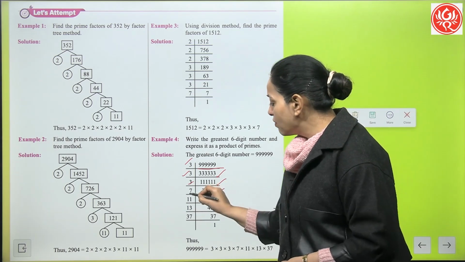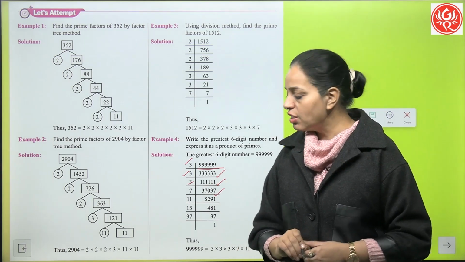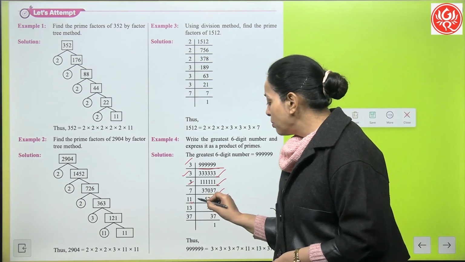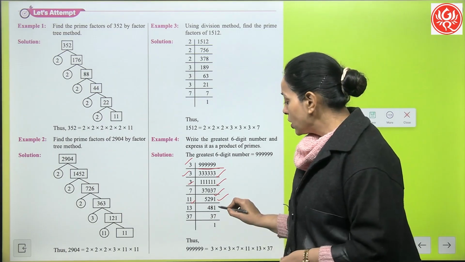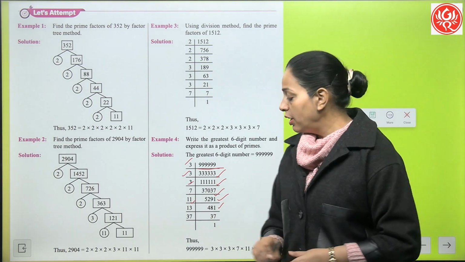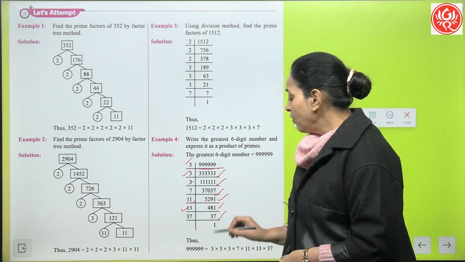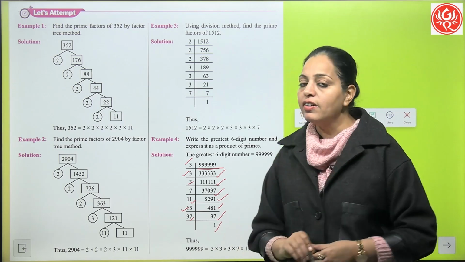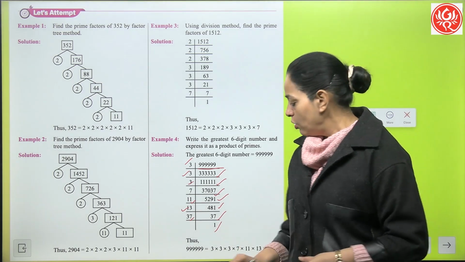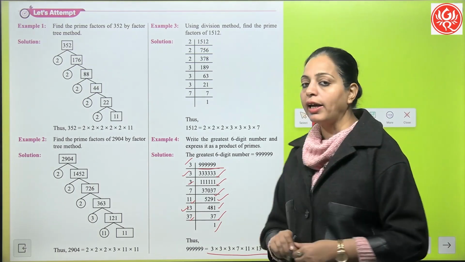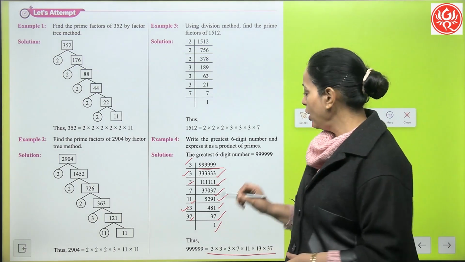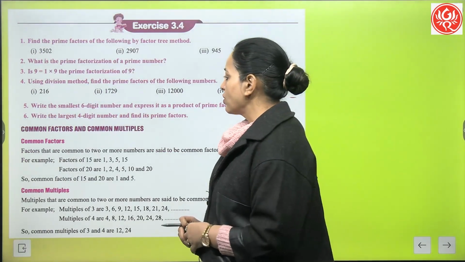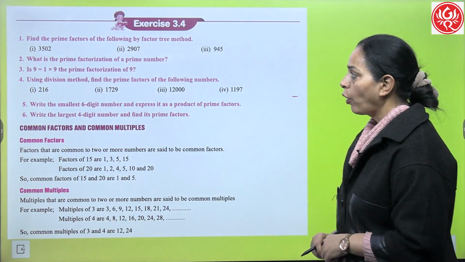Now this number is divisible by 7. Then we will divide by 7. We are getting this number. Now this number is divisible by 11. So this is 481. Now this is divisible by 13. That is 37. And 37 is divisible by 37 only. So this is the prime factorization. Okay. So you have to do it very carefully. Very easy and interesting. Now exercise 3.4.